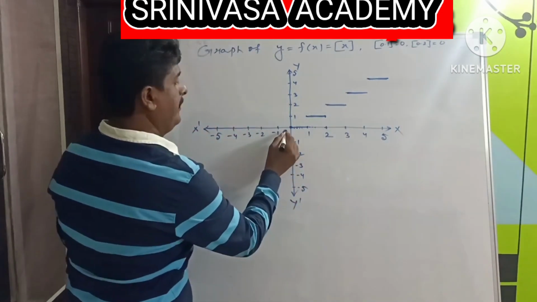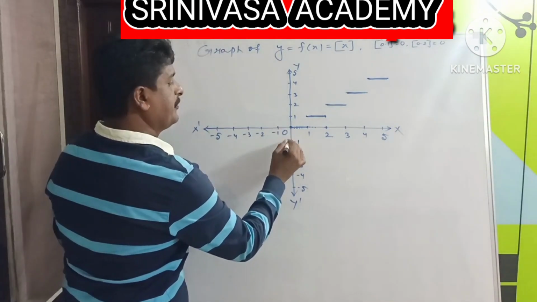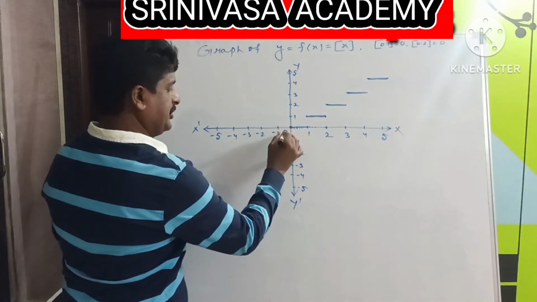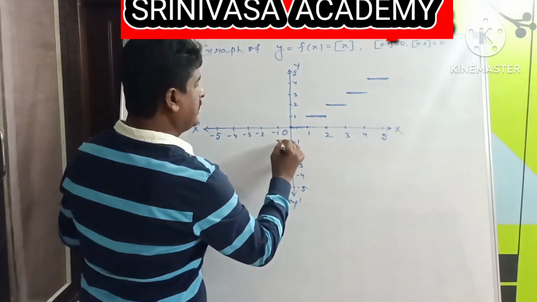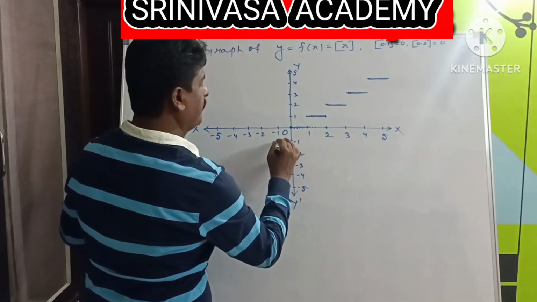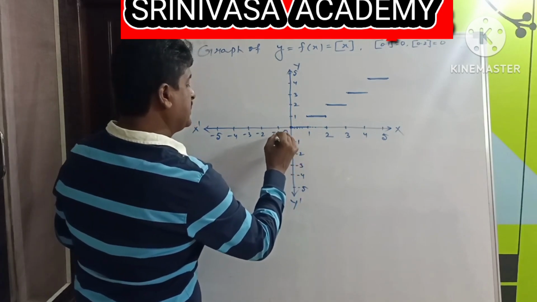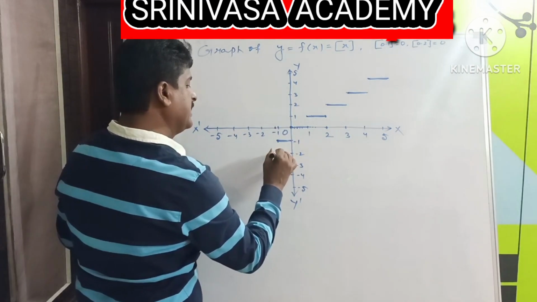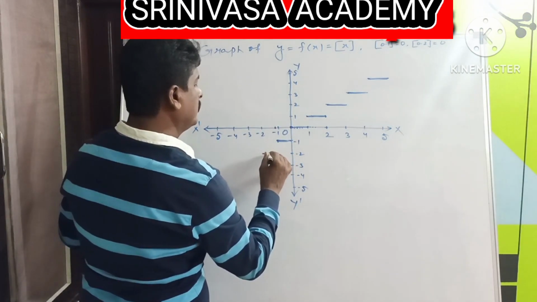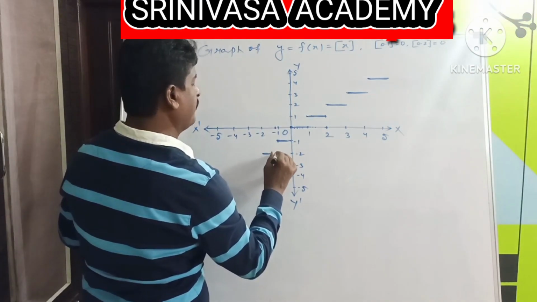In the same way, at step minus 0.1 it is minus 1. Minus 0.2 is minus 1. So, till minus 1, this is the graph. Next, at minus 1 also it is minus 1, but at minus 1.1 it is minus 2. So this is the graph.